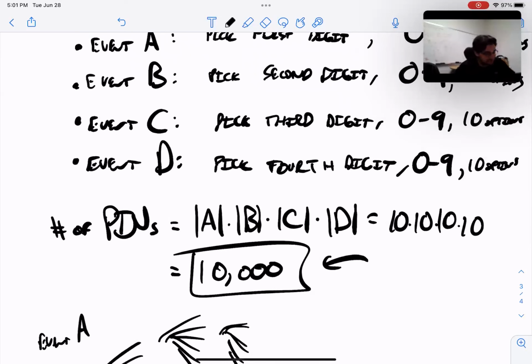So, all right, great. There's the fundamental principle of counting. See you soon for more counting. This is the tip of the iceberg. We're going to do a lot more counting tricks from here.